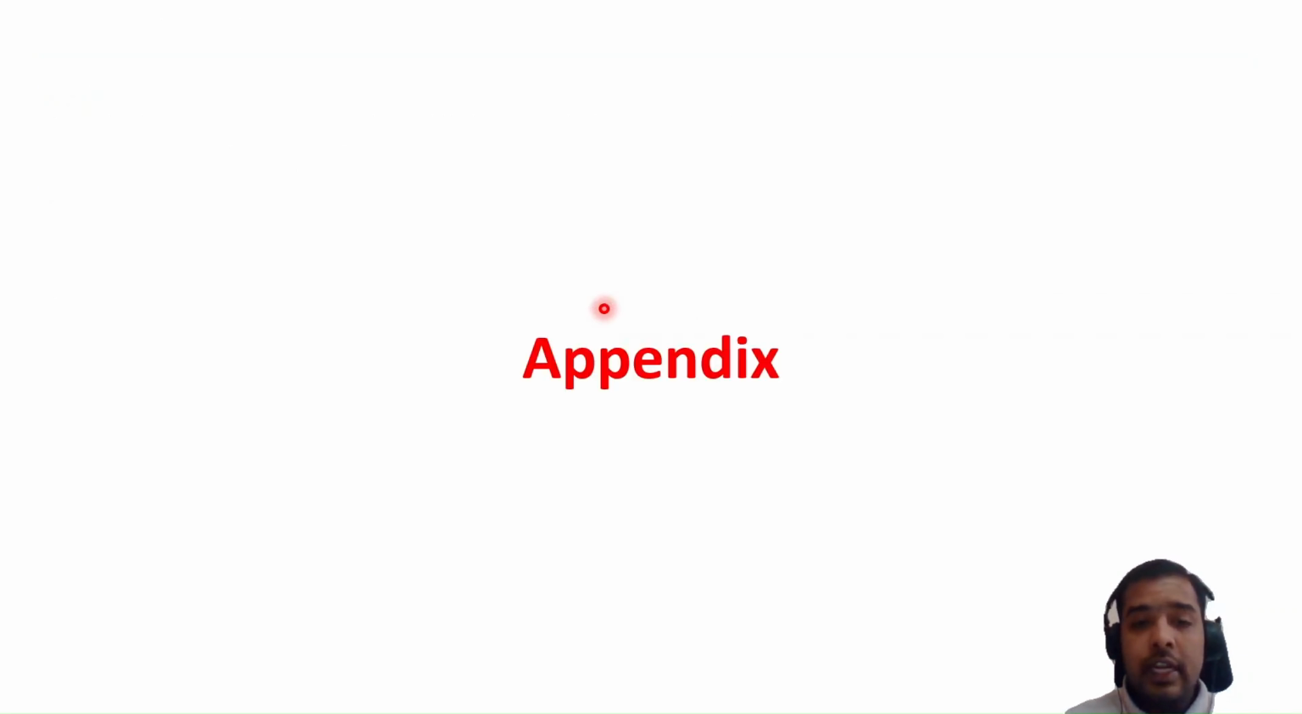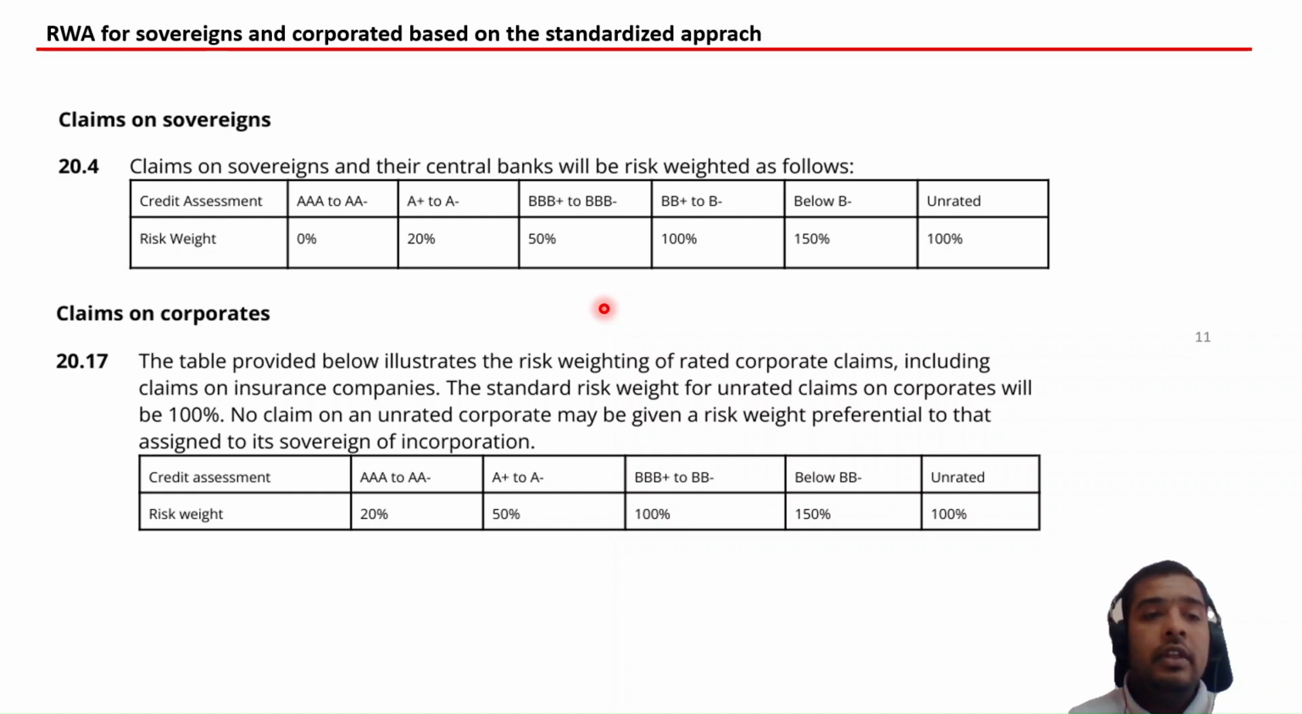That's all for this video. In the appendix, I have added the sovereign and corporate portfolios and the different risk-weighted assets as per the Basel guidelines.